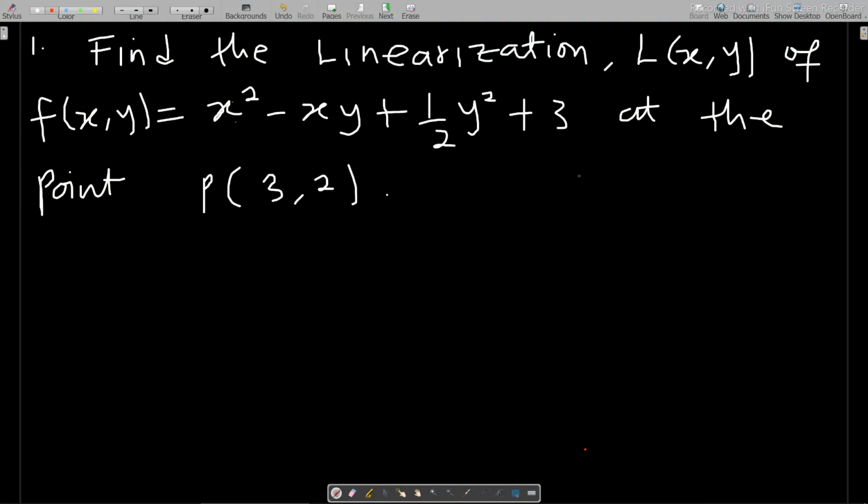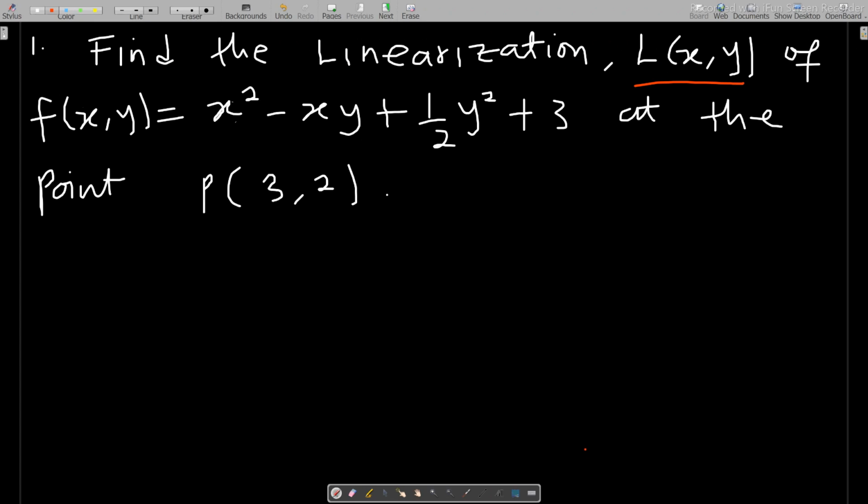Let's start. Find the linearization L of x y of the function f of x y equals x squared minus x y plus half y squared plus 3 at the given point.